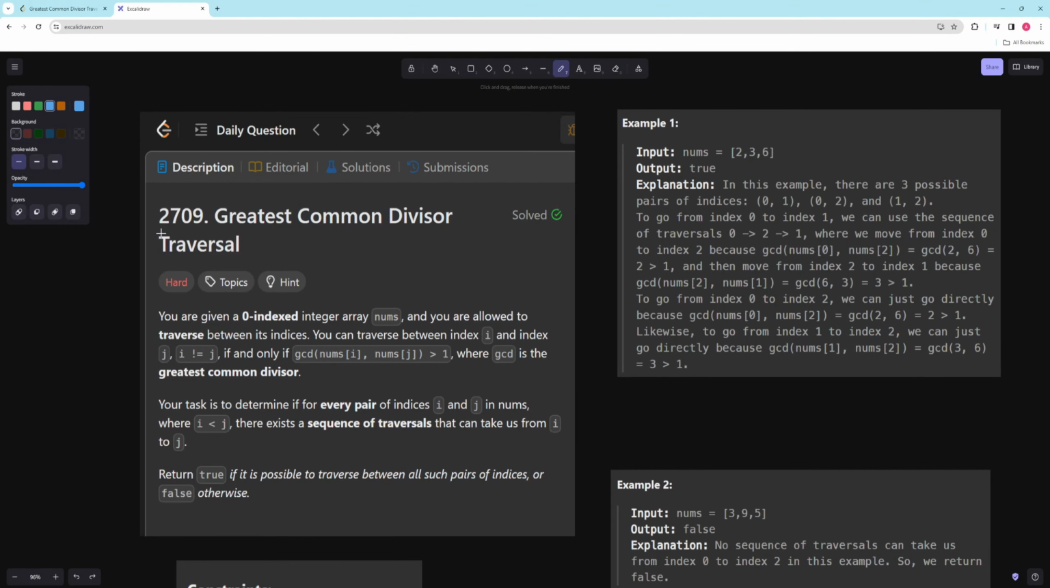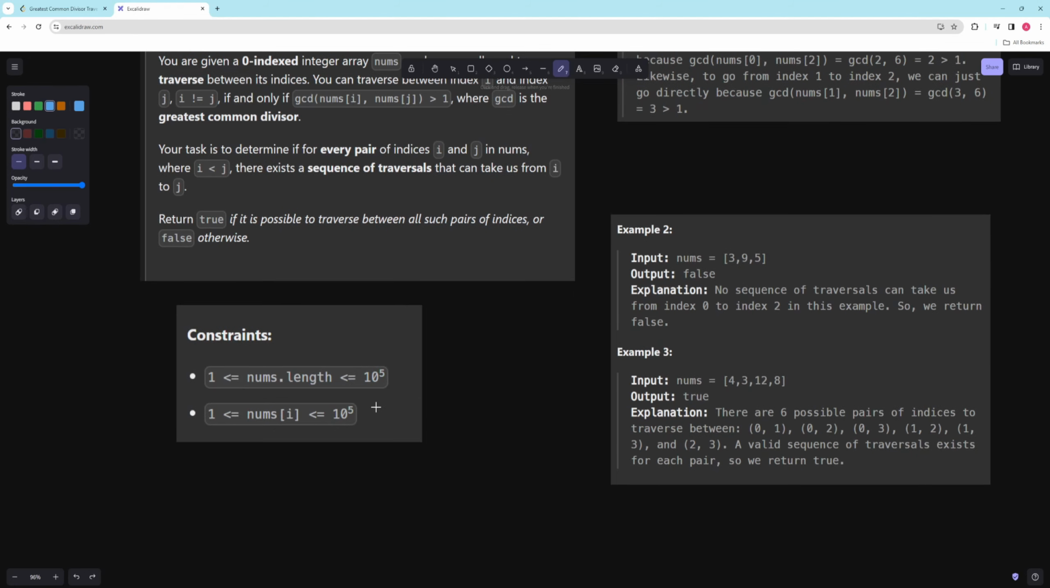In this video we're going to be working on greatest common divisor traversal. In the problem you're given a zero-indexed integer array nums and you are allowed to traverse between its indices. You can traverse between index i and j if the GCD of i and j is greater than 1, where GCD is greatest common divisor. Your task is to determine for every pair of indices, is there a sequence of traversals that can take us from i to j. Return true if it is possible to traverse from every single pair of indices.